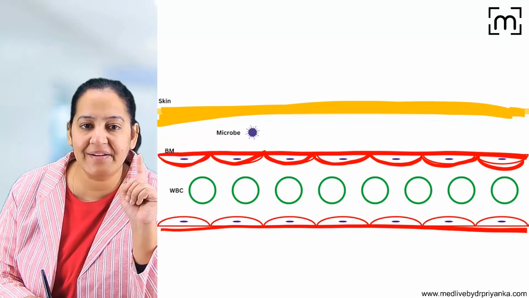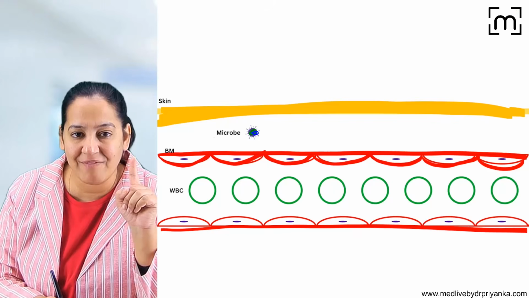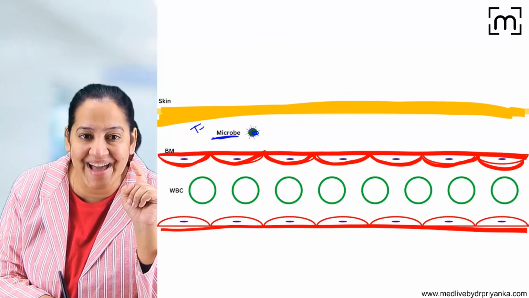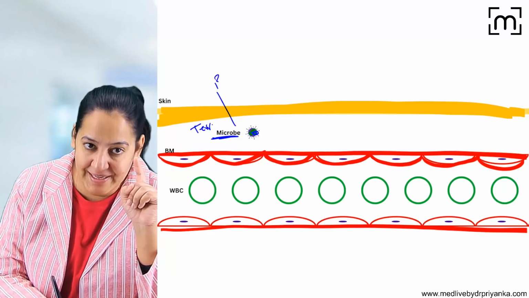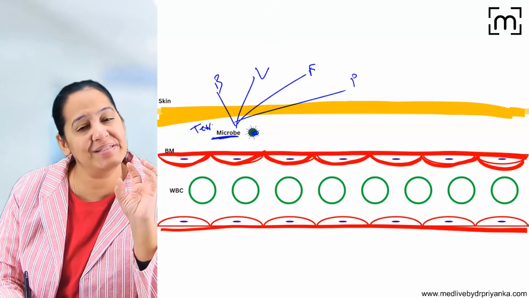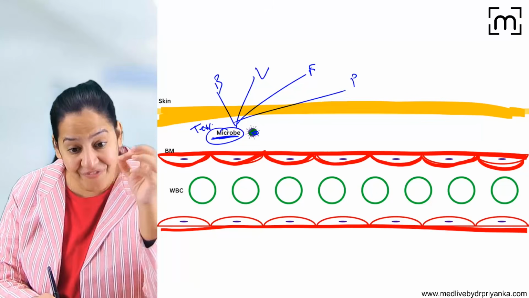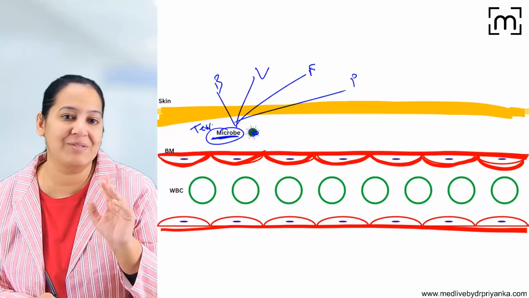Got it? And you can see here is the microbe. What is this? This is the microbe. I will call the microbe a terrorist. It can be bacteria, virus, fungus, parasite, I don't know. It's the injurious agent. So why don't we call it a terrorist? It is a foreign particle which is causing harm to the body. So let's call it a terrorist.